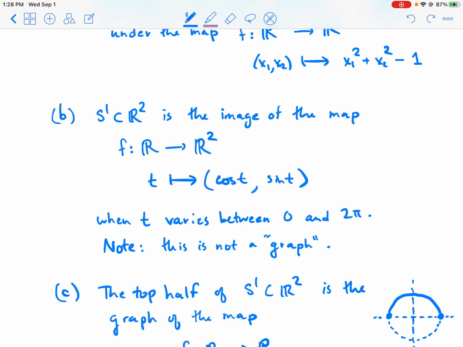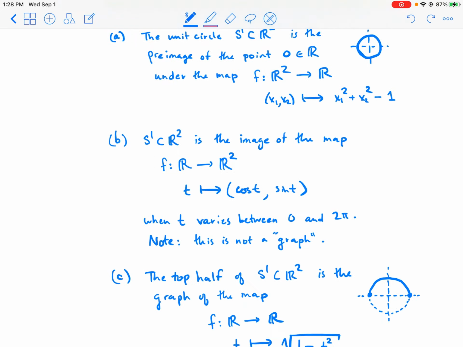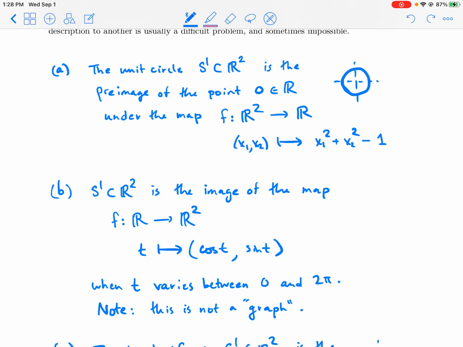Okay, but the circle is also the image of a map. So before it was a preimage, now it's the image. And so here's a map. Here's the coordinate I chose for my input space. And I didn't even write down coordinates for my output space. I could write y1, y2, or x1, x2 or something, but you don't need to, always. When t varies between 0 and 2 pi, this map spits out points in the plane, and it spits out exactly the unit circle. Those are the images now in the output space.